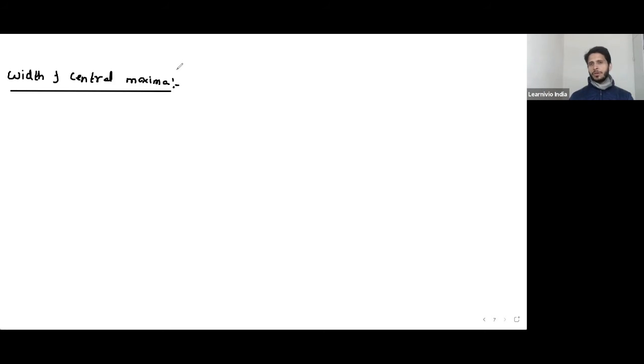So in diffraction, we don't really calculate the width of each maxima. What we calculate is just that of central maximum. So I'm drawing the pattern. This is the single slit, and this is the screen.